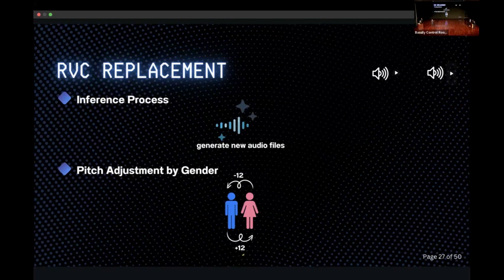If there was a male to female conversion or a female to male conversion, it would sometimes not sound that great. So to fix this, we found that a good pitch shift was 12. And we can now listen to an example of what this might sound like.